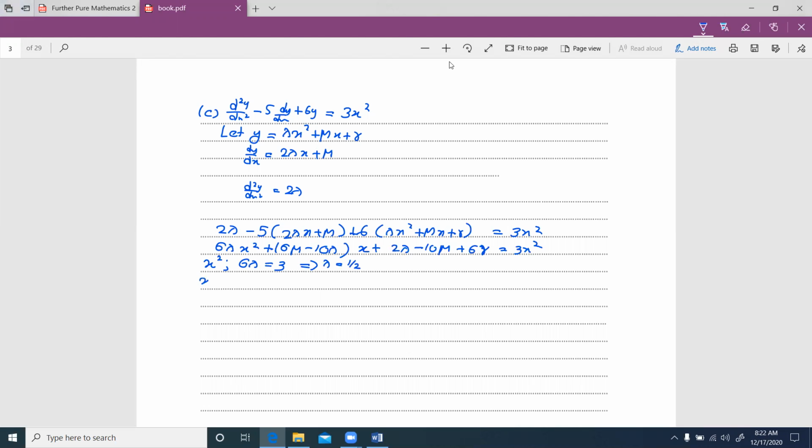Okay. Then I'll consider the coefficients of x. So here the coefficient of x becomes 6 mu minus 10 lambda is equal to, here there are no x terms, so it turns out to be 0. Then we know that lambda is half, therefore 6 mu minus 5. 10 into half is minus 5. So with that you can get the answer mu is equal to 5 over 6.